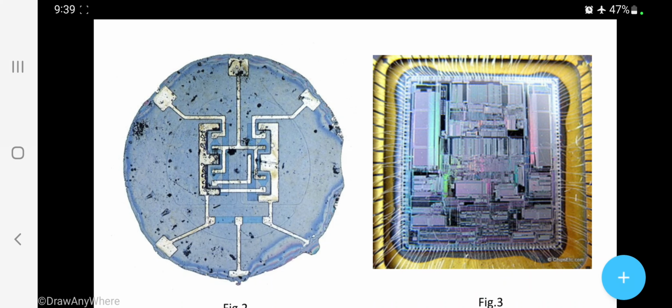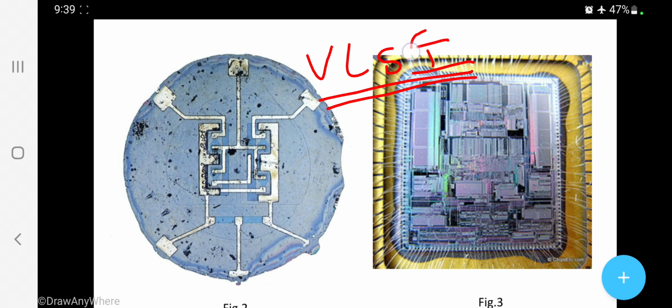The topic we have started is introduction to VLSI, and I have not told what VLSI is. I'll tell you. VLSI is all about very large scale integration. Very large scale integration means a large number of transistors are fabricated on a single IC.